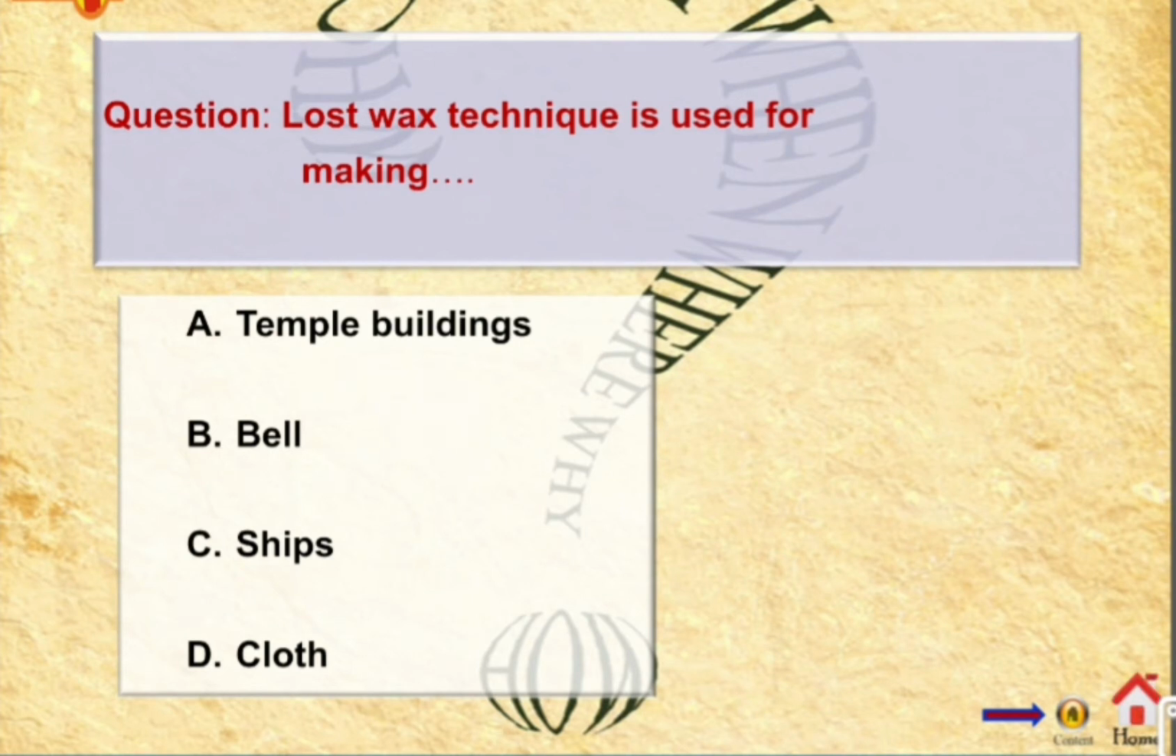Which of the options given below is correct? Question. The object made during the Chola period by using the lost wax technique was? Your options are A. Temple buildings, B. Bell, C. Ships, and D. Cloth.